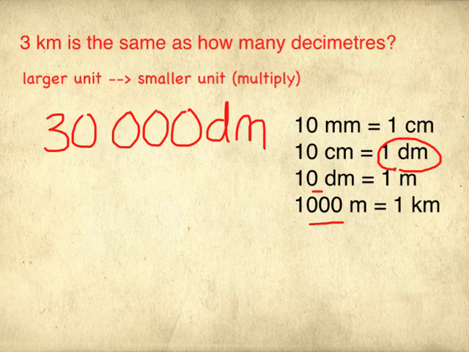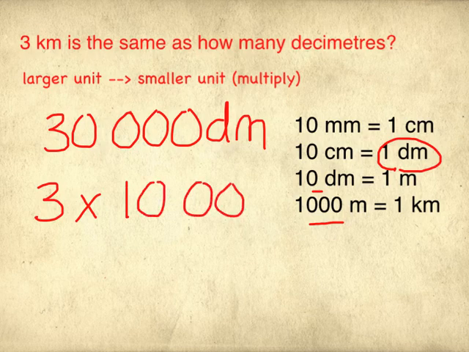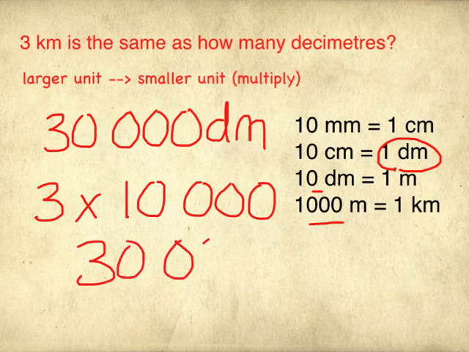Now, if we think what's happening mathematically, we could take the 3 and we can multiply it by the amount of zeros that we passed over, or 10,000, and we still get the answer of 30,000 decimeters.